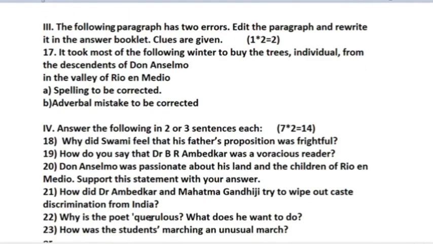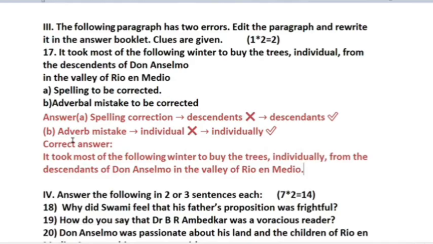Third main, the following paragraph has two errors. Edit the paragraph and rewrite it in the answer booklet. Clues are given. So 17th one, it took most of the following winter to buy the trees individual from the descendants of Don Anselmo in the valley of Rio del Medio. Spelling to be corrected, adverb mistake to be corrected. So the answer, spelling correction: the word given is not the correct word, so we should make it correct. The correct word is descendants, and the adverb mistake is individual. The correct adverb is individually.